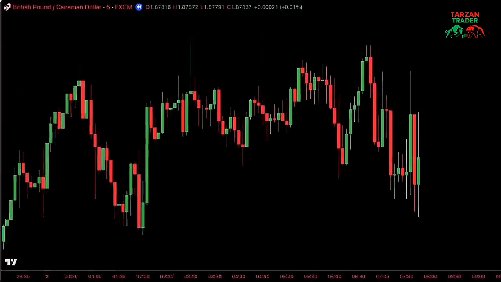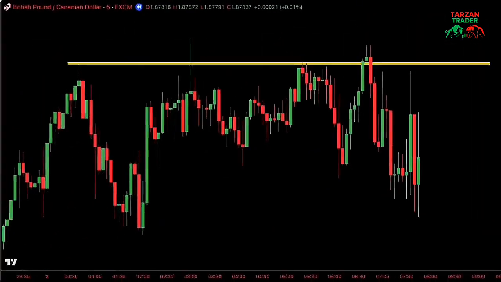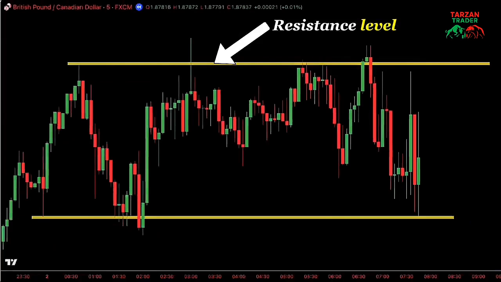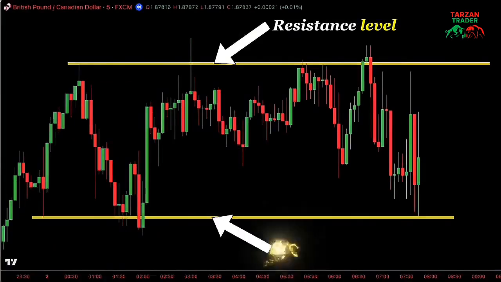Let's look at this chart example. As you can see, we have a clear resistance level at the top, where price repeatedly gets rejected, and a clear support level at the bottom, where price finds buying pressure. The market is clearly moving between these 2 levels without breaking out. This is what a range looks like.